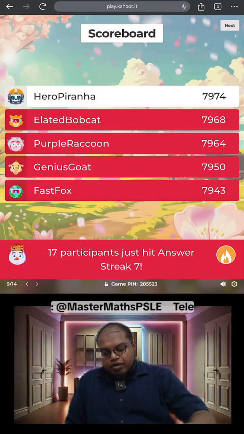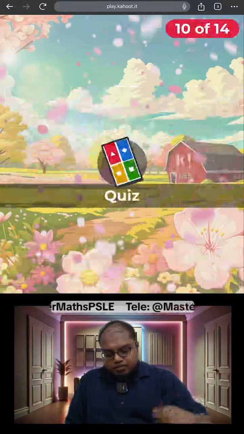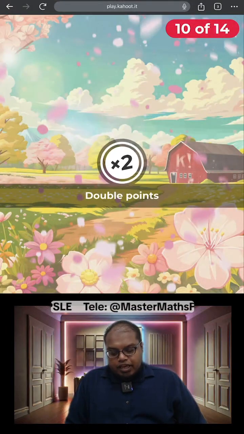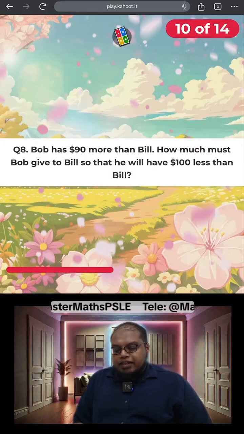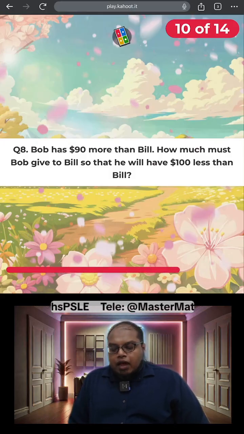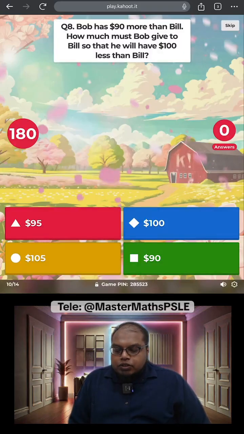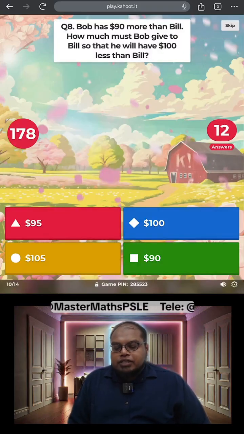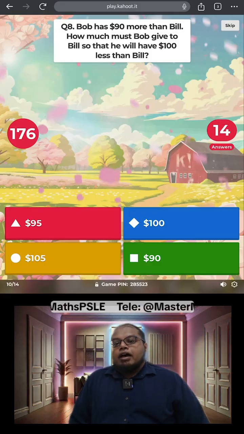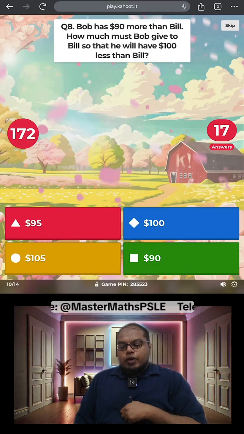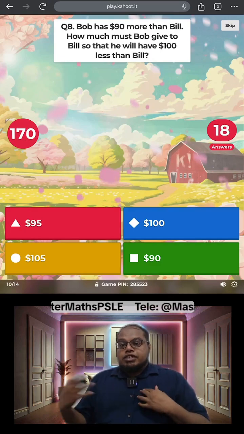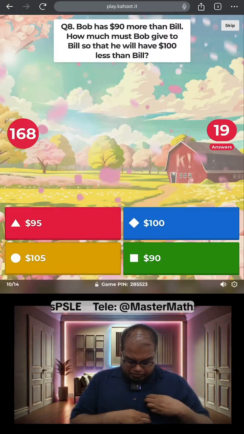The points are very close. Okay, another double points question. Bob has $90 more than Bill. How much must Bob give to Bill so that he will have $100 less than Bill? This is another type of internal transfer question, where basically they want to change the comparison.